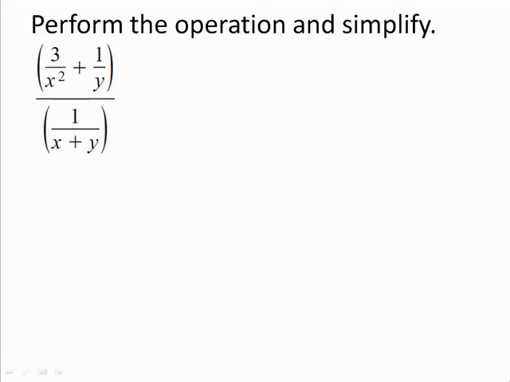Perform the operation and simplify. The quantity 3 divided by x squared plus 1 divided by y, divided by the quantity 1 divided by x plus y. There are fractions in the numerator and denominator, so multiply both the numerator and denominator by the least common denominator of these fractions. The three denominators are x squared, y, and the quantity x plus y, so the least common denominator is x squared times y times the quantity x plus y.